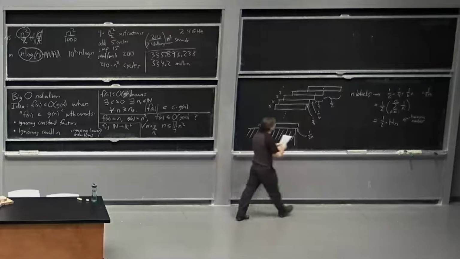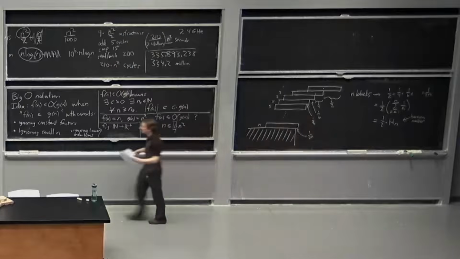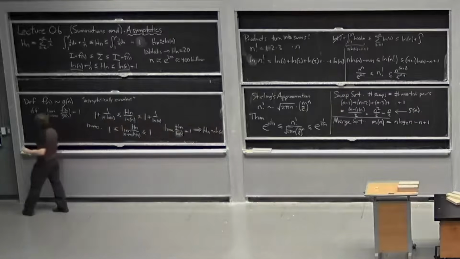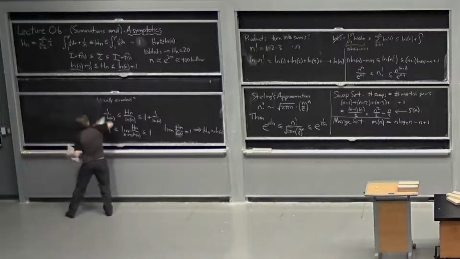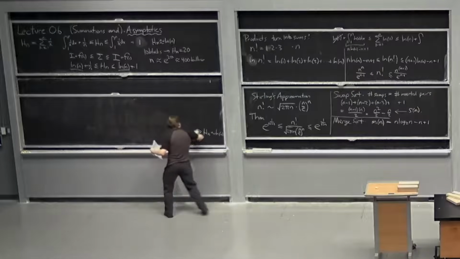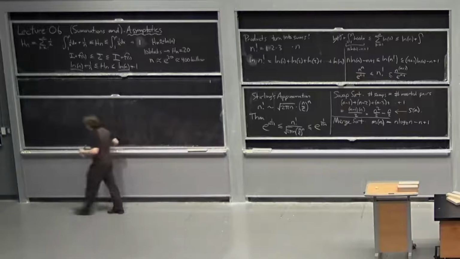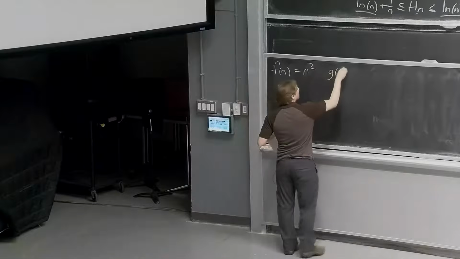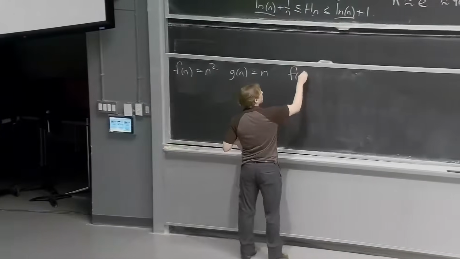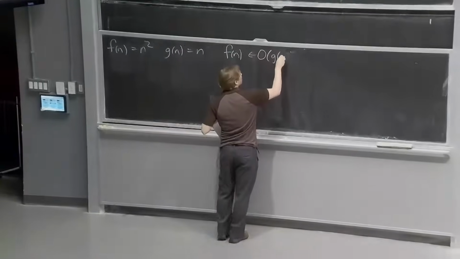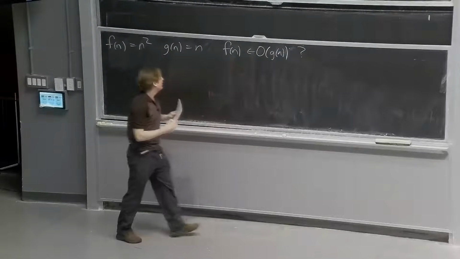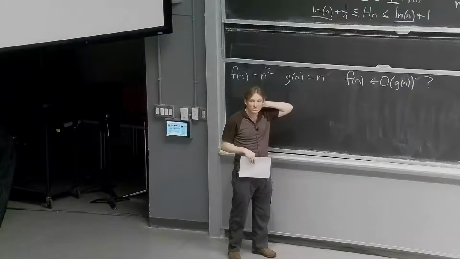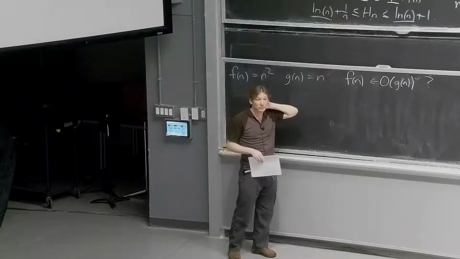Let's do a few more examples. Actually, I want to come back over here. All right. F of n is n squared. G of n is n. Is f of n in big O of g of n? Is n squared smaller than n if you're allowed to scale by a constant? And this time the answer is no.